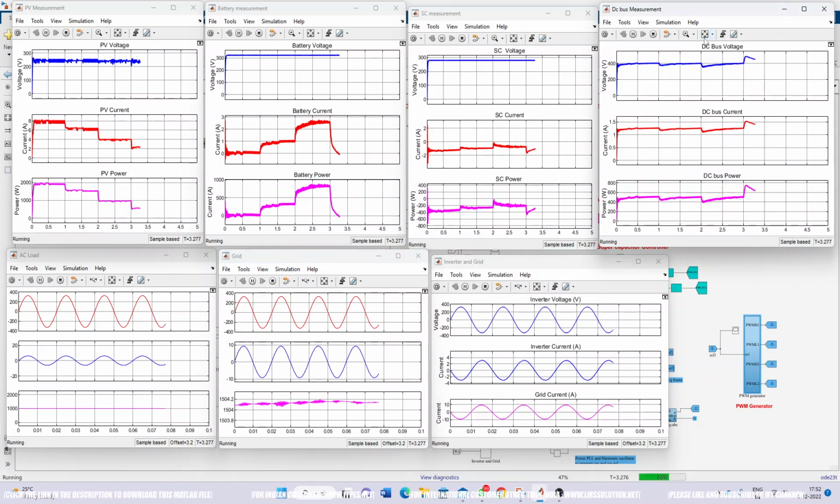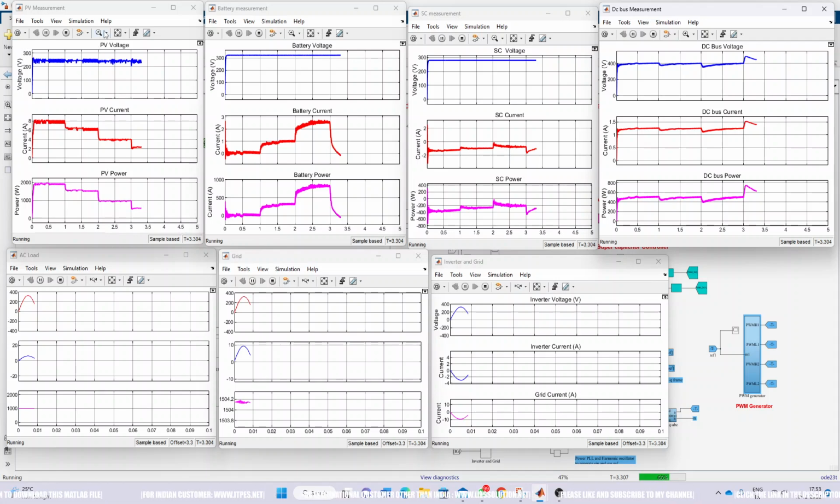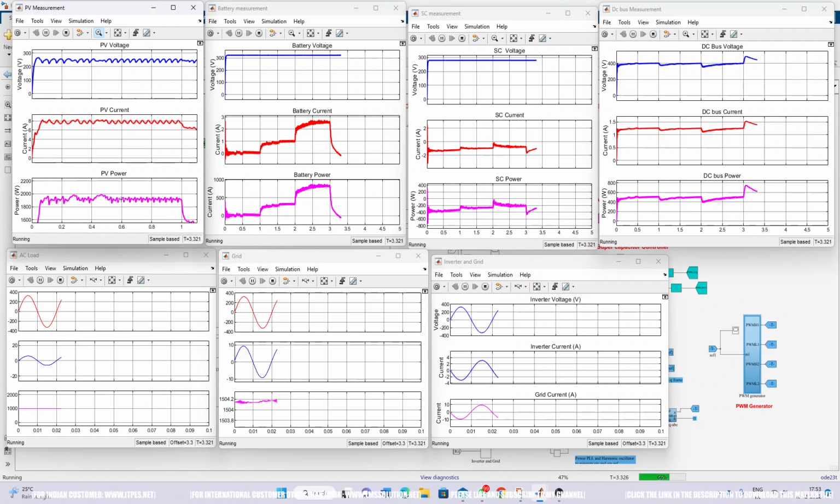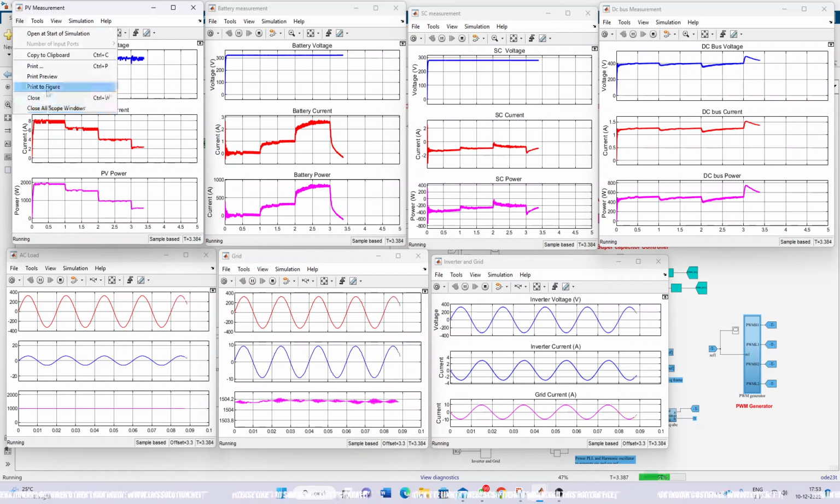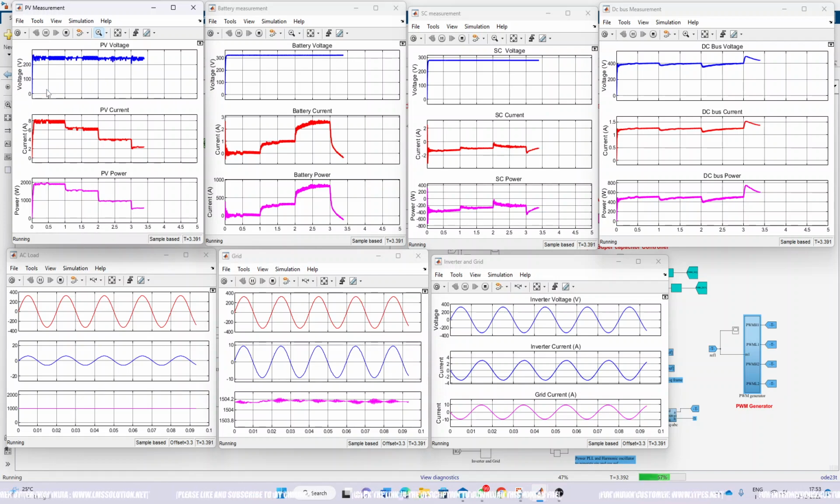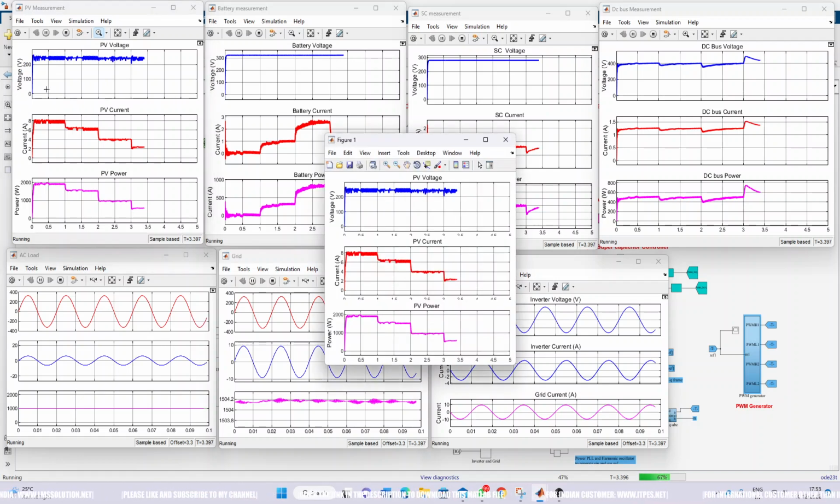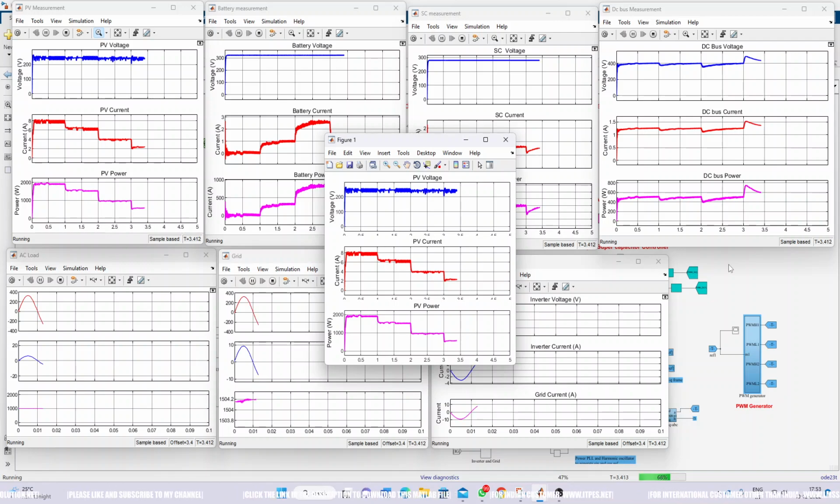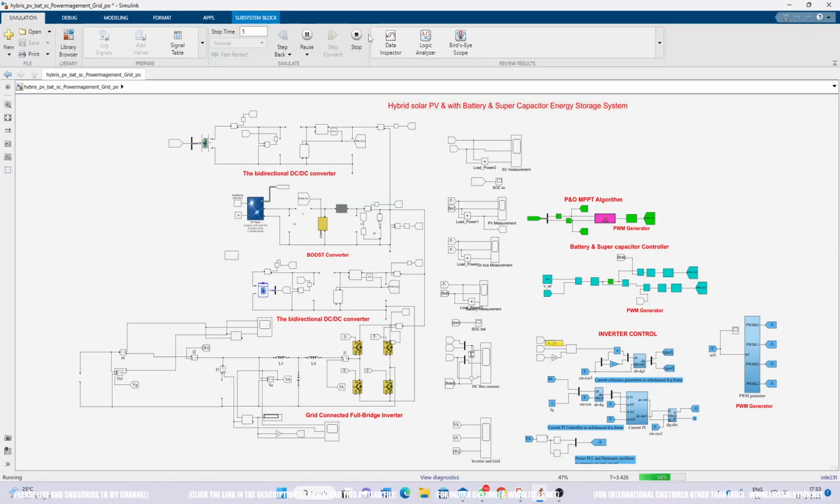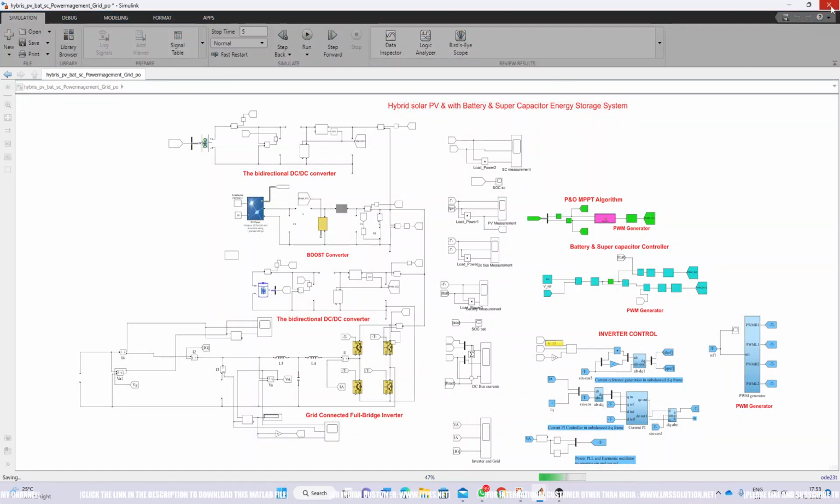So this is the working of the model. If we change the MPPT, we will see the difference in the PV power. Here you can see that for 1000 watts per square meter, we are getting only around 900. We will see the difference by comparing different MPPT algorithms. So this is the P and O MPPT algorithm output. Next I'm going to simulate incremental conductance.